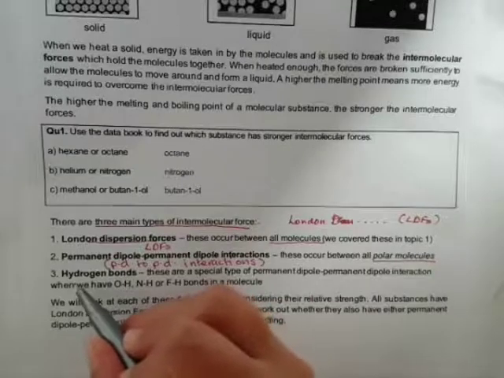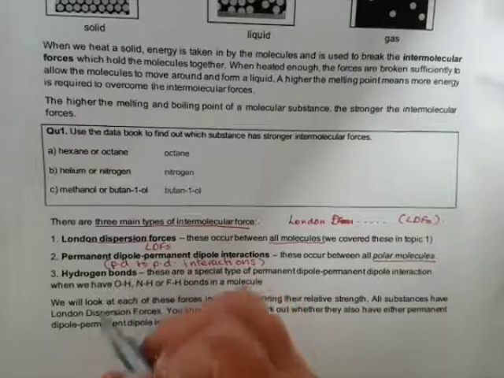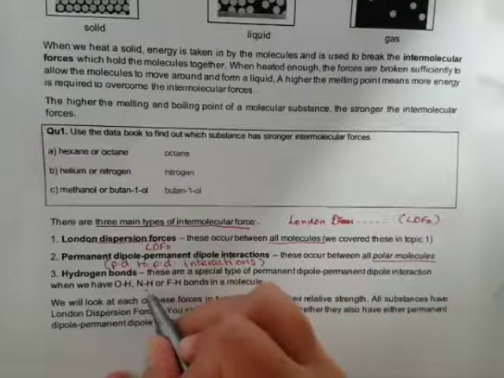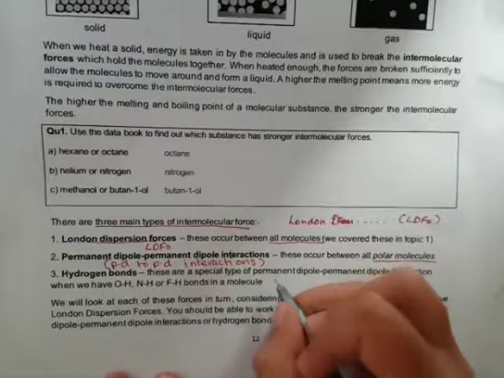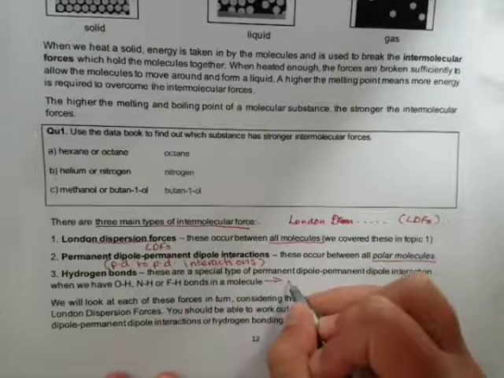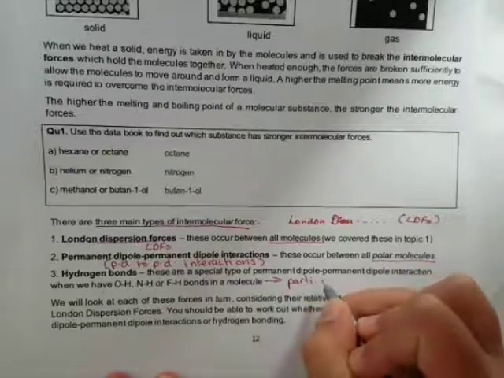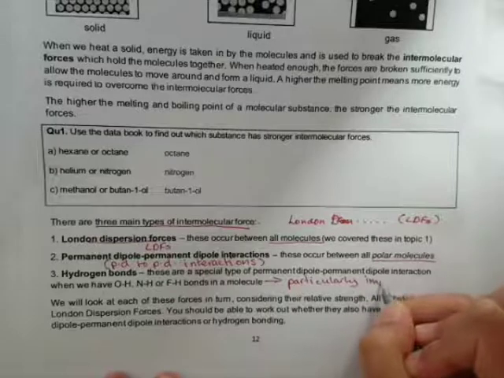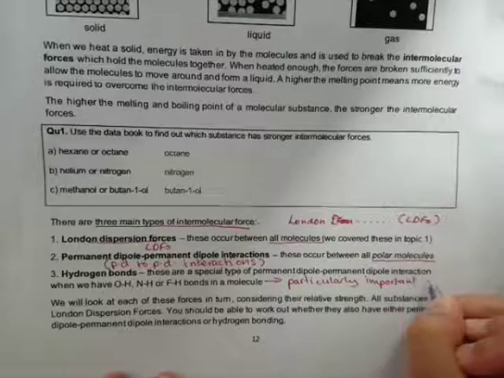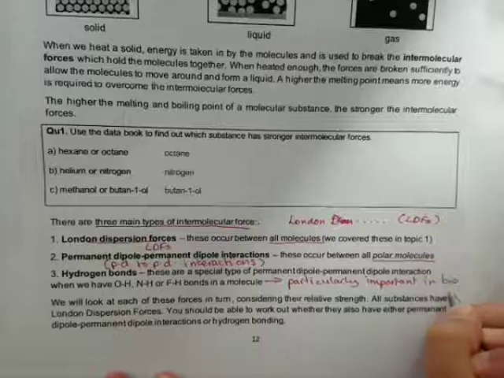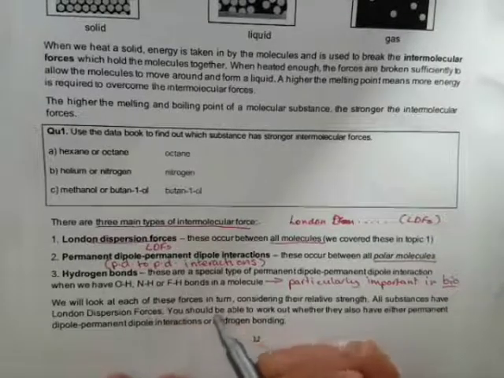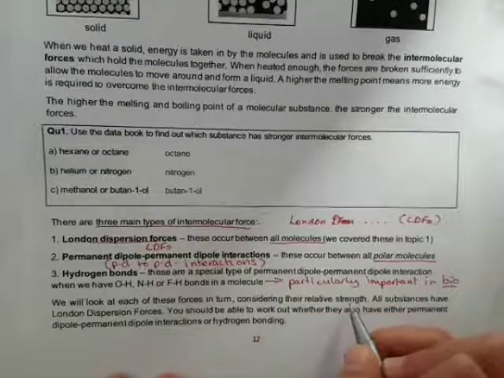Okay, and then the third type of intermolecular force is hydrogen bonds. We're going to learn about those in lesson 4. They are a special type of permanent dipole interaction when we have OH, NH or FH bonds in a molecule. Hydrogen bonds are particularly important in biology, and if you do biology, you will come across hydrogen bonding as well. So, we're going to look at each of these forces in turn, and we're going to consider their relative strength.